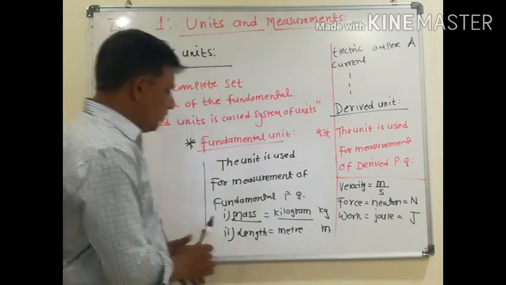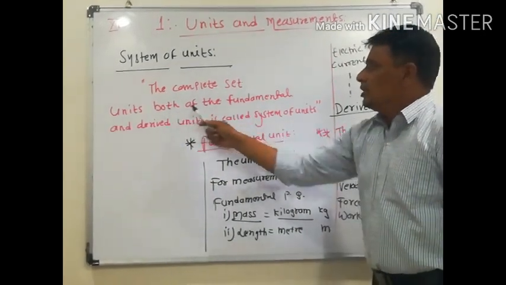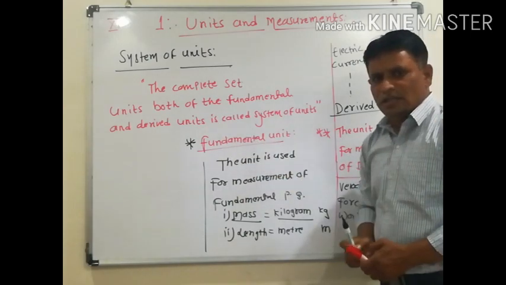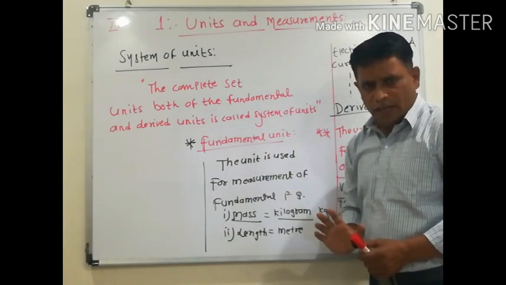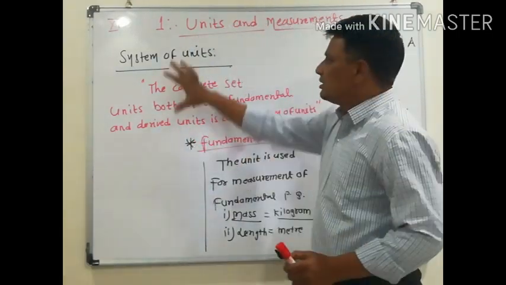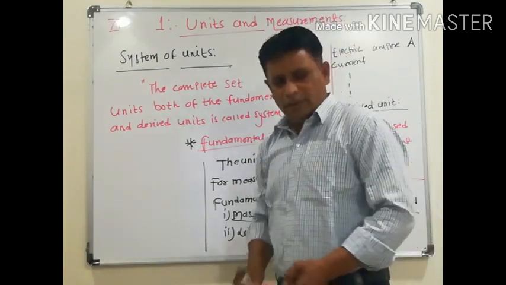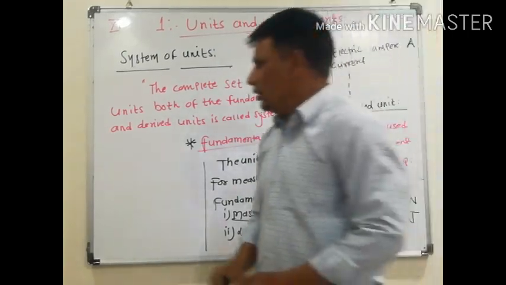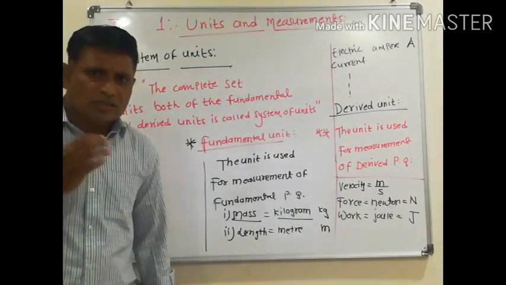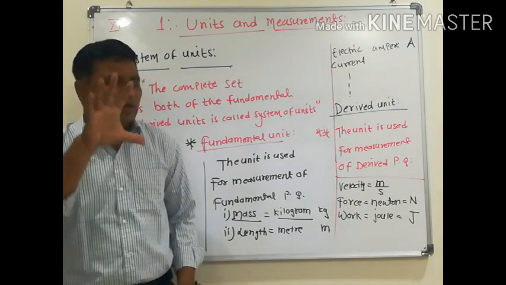Okay, so what is the definition of a system of units? The complete set of units of both fundamental and derived units is called the system of units. I think up to 10th standard you know about the system of units. So how many systems of units are there? There are three. The old systems of units, there are three systems of units.